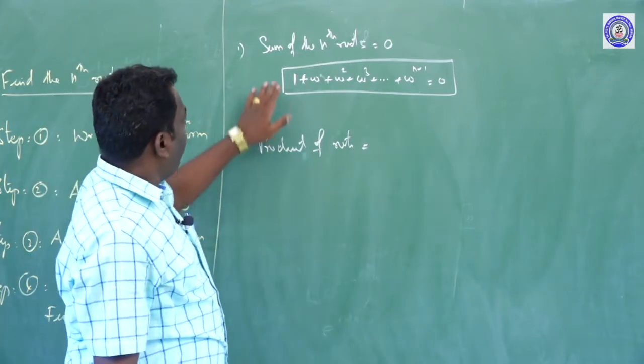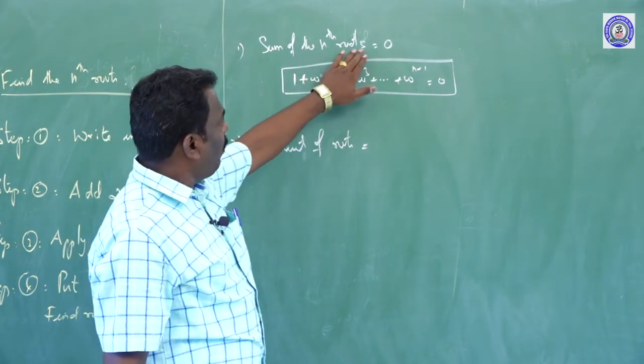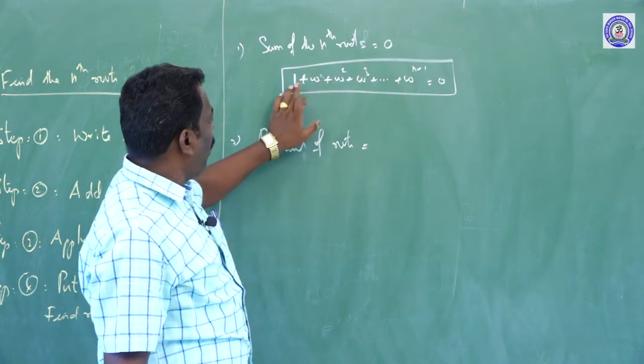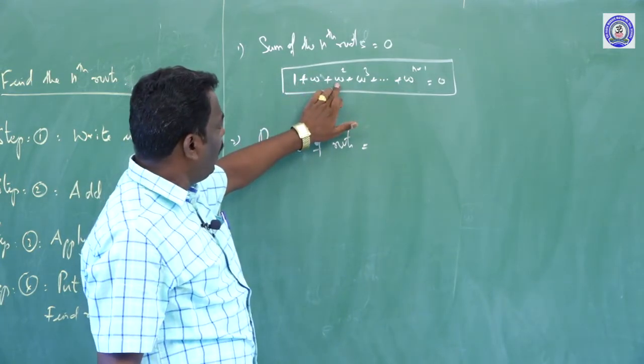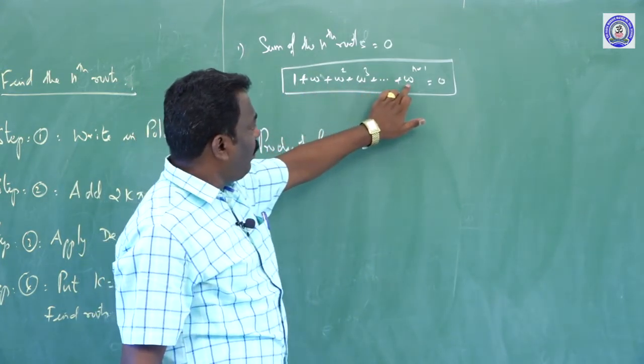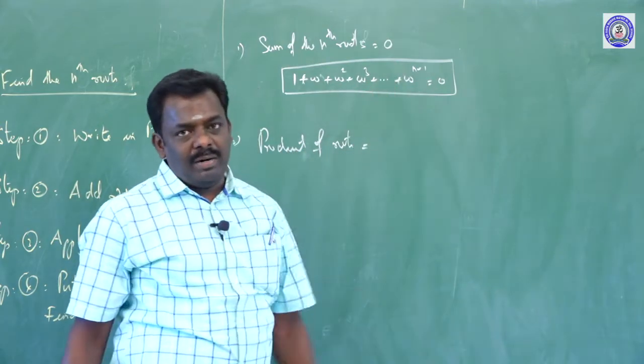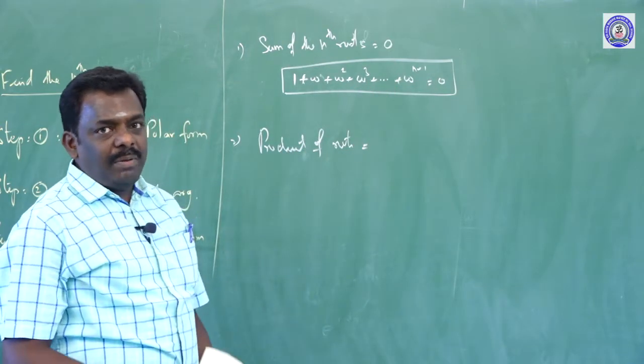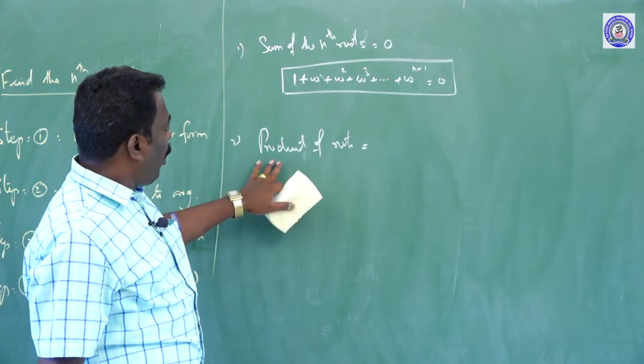Okay. Yesterday we discussed that the sum of the nth roots is equal to 0, that is, 1 plus omega square plus omega power 3 etc. plus omega power n minus 1 equal to 0. That we verified last class. We derived the answer.